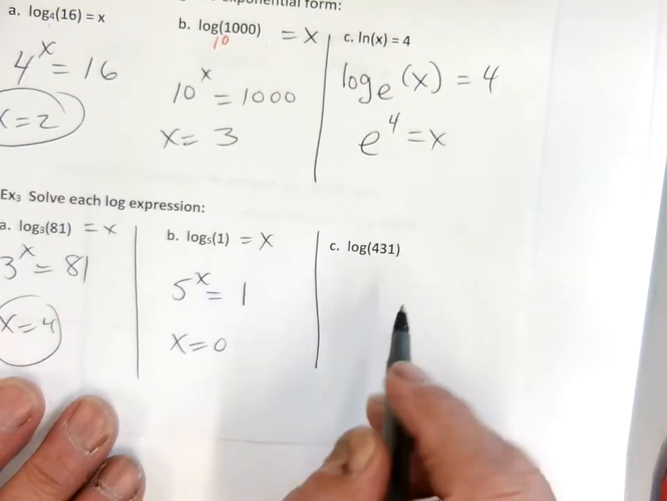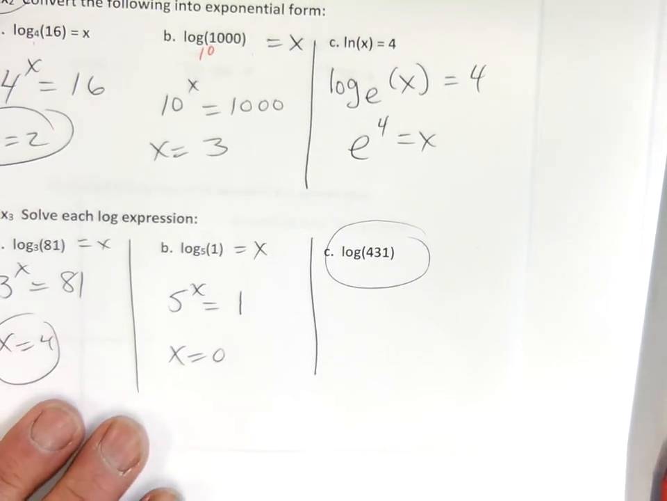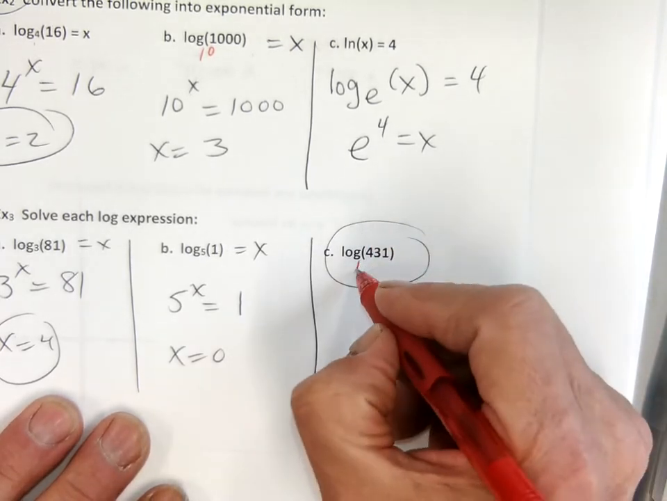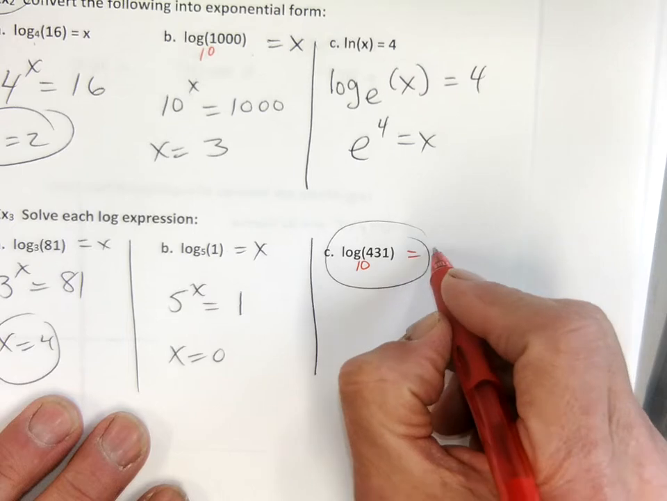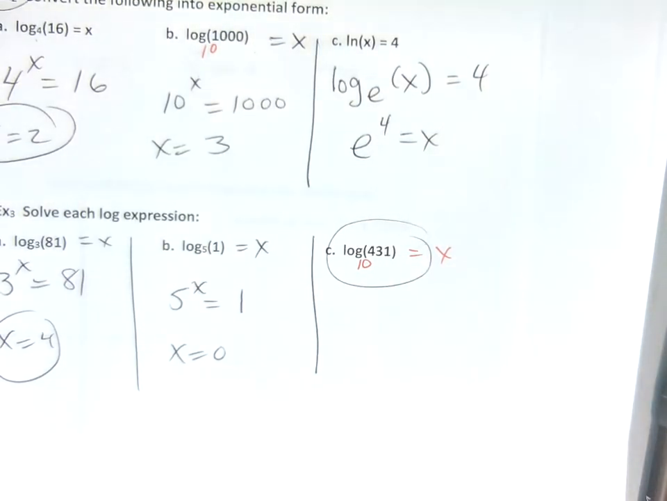Okay, good. Now how about this one? What's my invisible base? It is 10, right? Now if you have to just solve it, we can just use our calculator, right? So our calculator will do this one, won't it? What is log of 431?